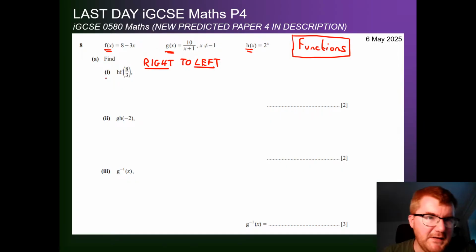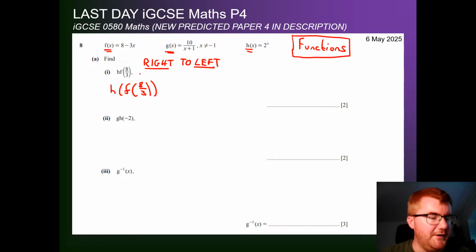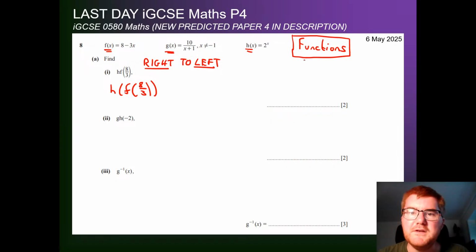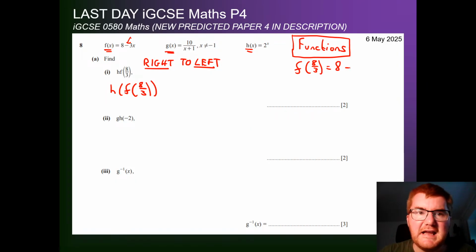So what does that mean? The first thing that we do here is work out f of 8 over 3 first. We take the function over here, 8 minus 3x. Wherever I see an x, I put 8 over 3. So 8 minus 3 lots of 8 over 3. These 3's cancel, giving us 8 minus 8, which is 0.